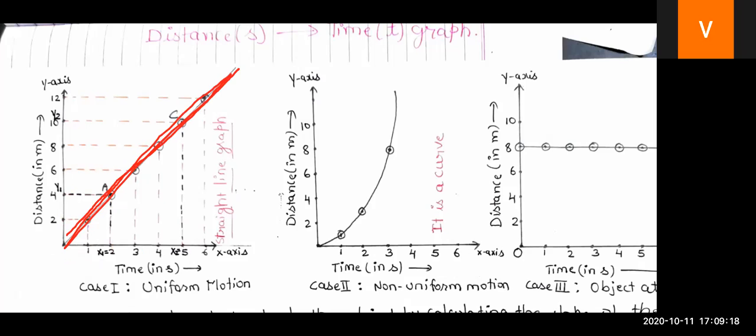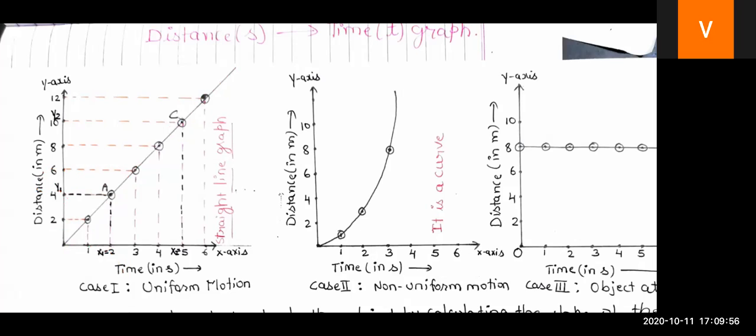So this straight line graph shows you that equal distance is covered in equal interval of time. Is that so? Let us check. In time 1 second, distance covered is 2 meter. Again in the gap of 1 second, that is 2 minus 1, the distance covered is 4 minus 2, that is 2 meter. Let's see how much distance is covered in the next 1 second. Now in this 1 second, the distance covered is 6 minus 4, and it is 2 meter.